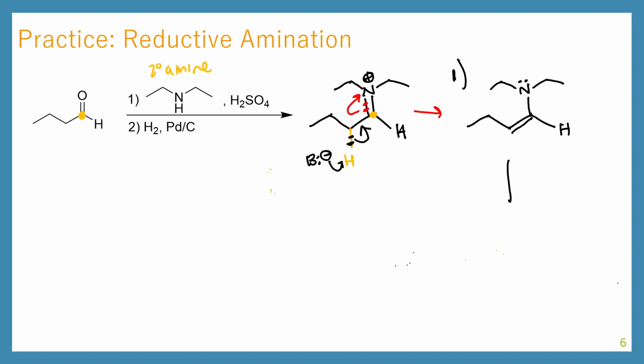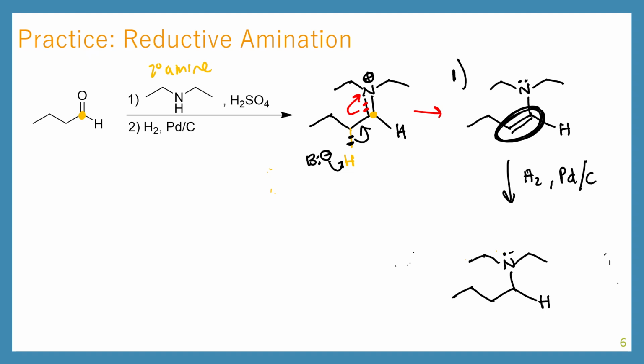And then in step 2, we're taking this and reacting it with hydrogen and palladium on carbon, one of our reducing agents that we learned back in chapter 5 when we were doing alkene chemistry. This is going to add hydrogens to each of these alkene carbons. So this is my final product.